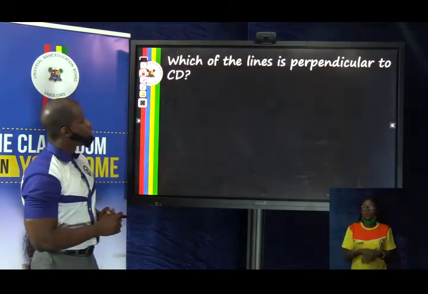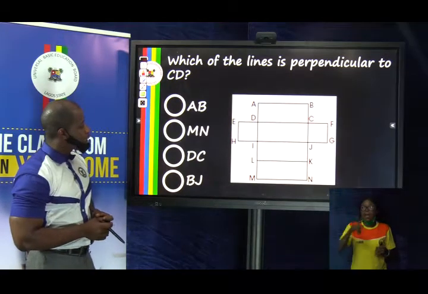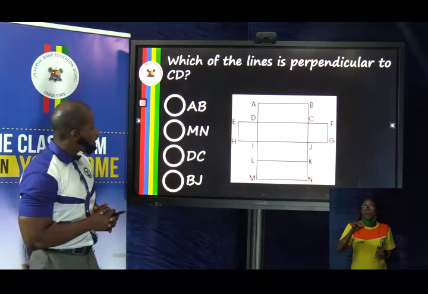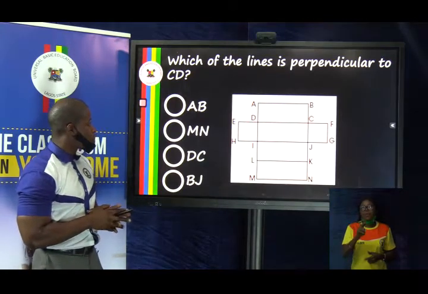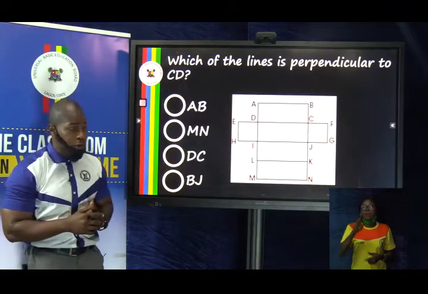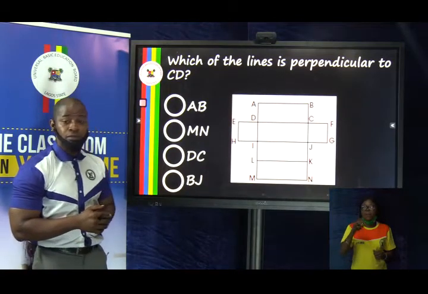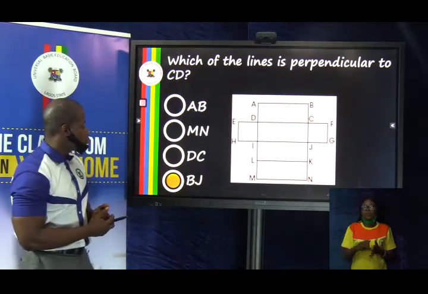Let's move on. Which of the lines is perpendicular to CD? Perpendicular. Do you remember what perpendicular lines are? Well, we have CD, then we have AB, MN, DC, BJ. So, which line is perpendicular to this CD? You selected your answer. The correct one should be BJ.